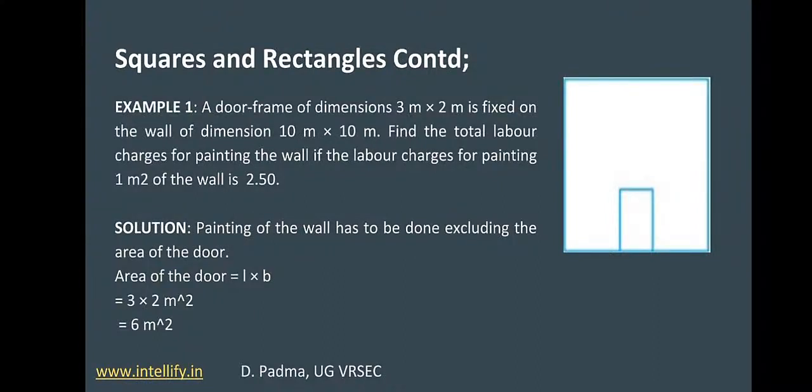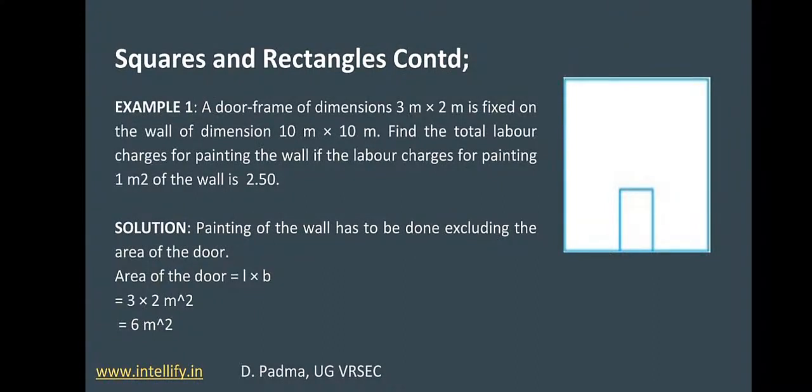So first let's find the area of the door. What is this? A rectangle. What is the area of a rectangle? L into B. We know the dimensions of the door are 3 by 2. So 3 into 2 is 6 square meters.